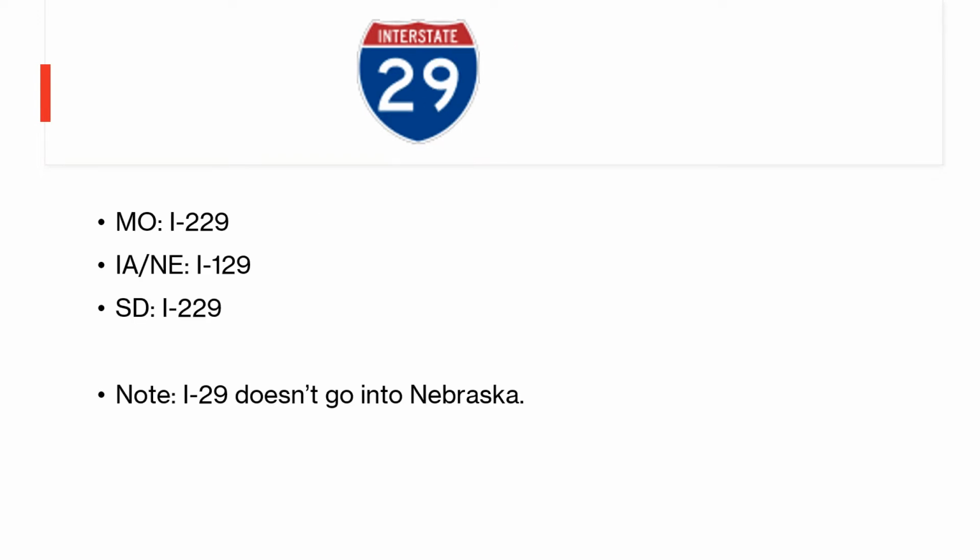All right, I-29. In Missouri, we have 229. Iowa, Nebraska is 129, and South Dakota, it's 229. And the note on here is I-29 does not go through Nebraska, whereas 129 does. And that's going to be one of a few interstates that the child goes into a state where the parent does not.